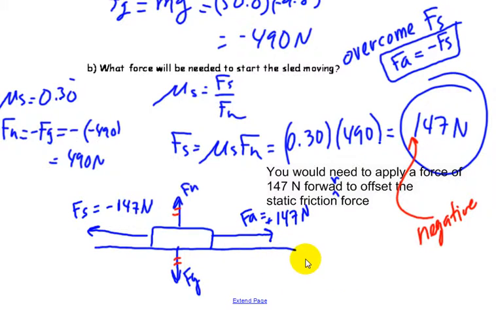So this is what my diagram would look like. In order to get it moving, I have to offset that 147 newtons.